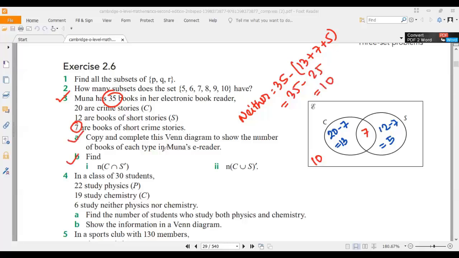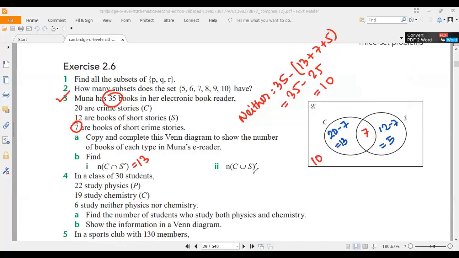Now question number b: find n(C ∩ S'). S we can say will be 7 plus 5, 12. And C intersection S': C is this one, S' will be the remaining part except 7 and 5. Then we get only 13 for this one. Again, C is 13 plus 7, S' is 13 plus 10. Intersection means common, so 13 is common in both. So the number of C intersection S' will be 13.